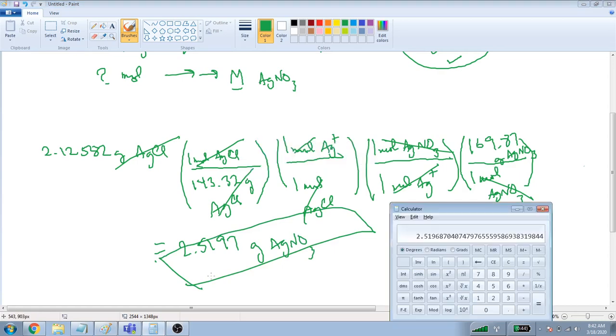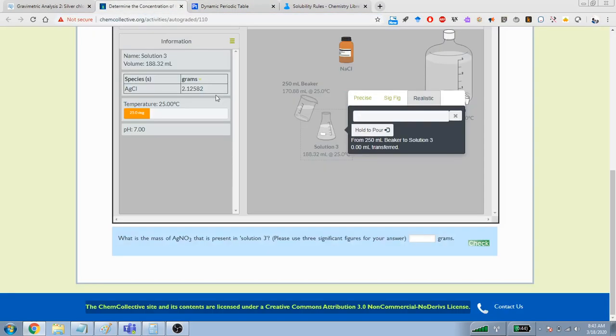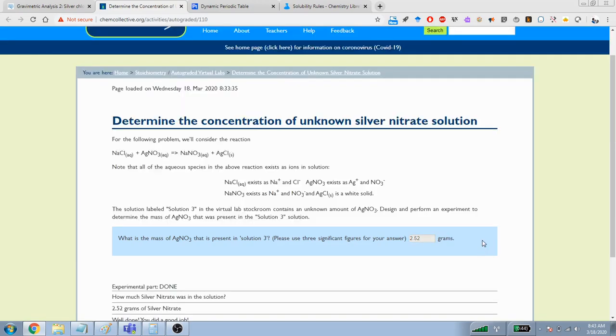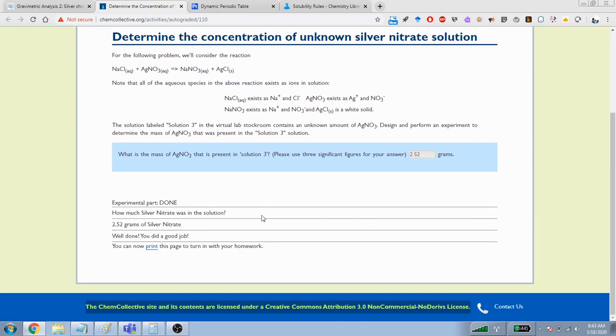So I'm going to put that there and see if it's right. She only wants 3 significant figures, so 2.52 grams. Click on check, and it says, yes, well done, you did a good job.